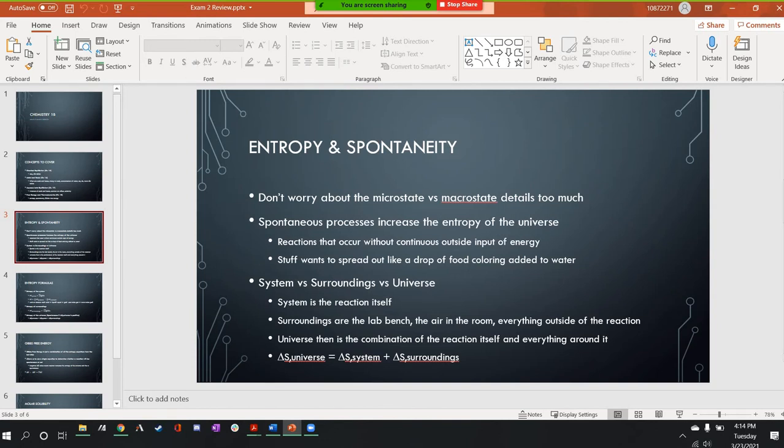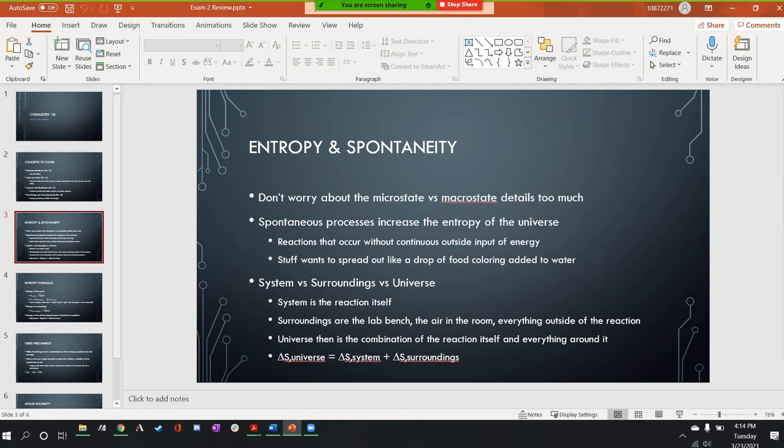Cool. And by figuring out changes in entropy, we can basically predict whether something is spontaneous or whether we had to continuously add energy to it to get it to happen. Okay, so we'll talk about entropy a little more in a second. Some other definitions I think are confusing are system versus surroundings versus universe.